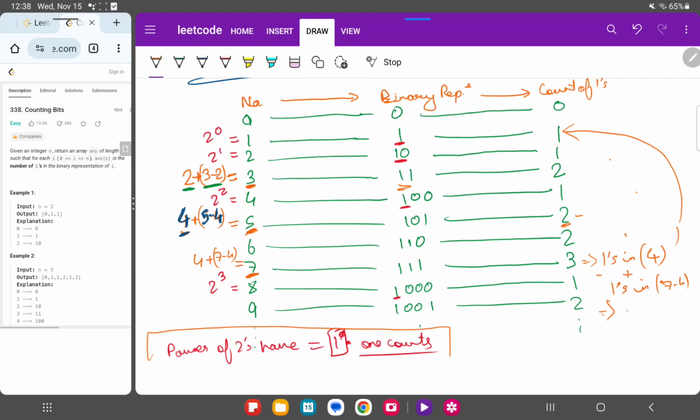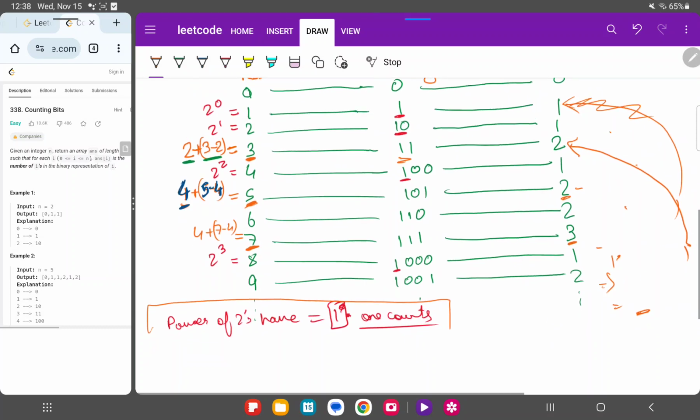How many ones do we have in 4, since it's a power of 2? So 1 plus ones in 7 minus 4. Where's 7 minus 4? That is 3, so this would go back to here since we've already computed this. This is 2, so this gives us 1 plus 2 equals 3, which is exactly what is here. So this verifies our formula.